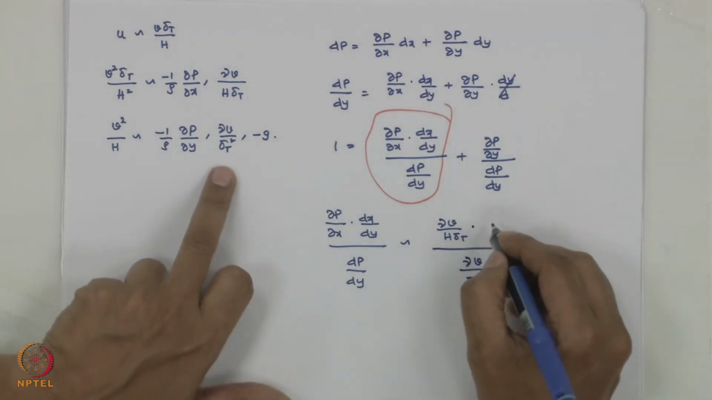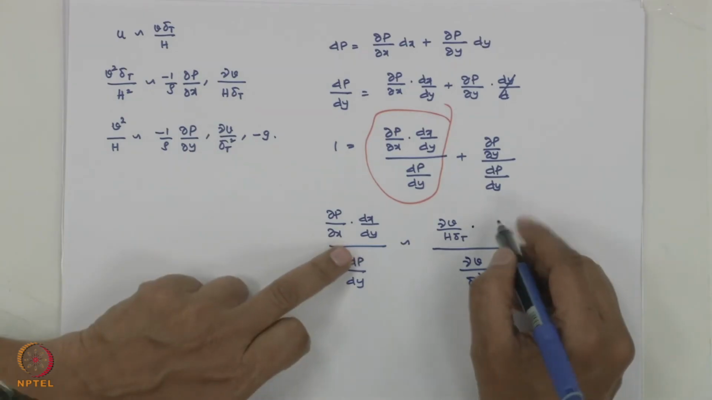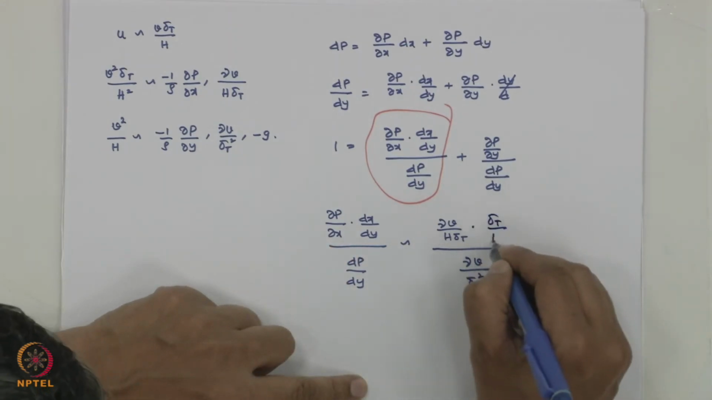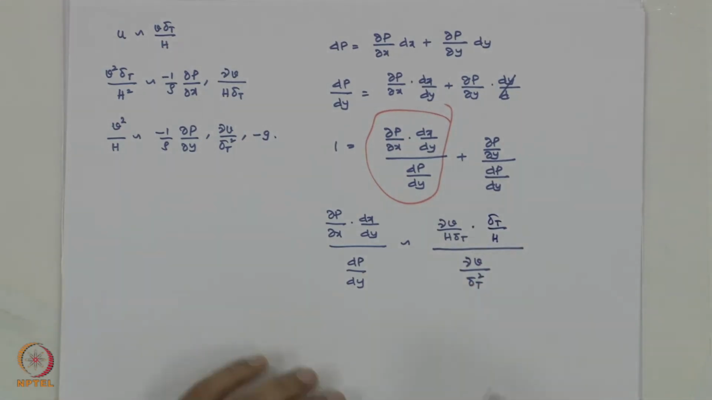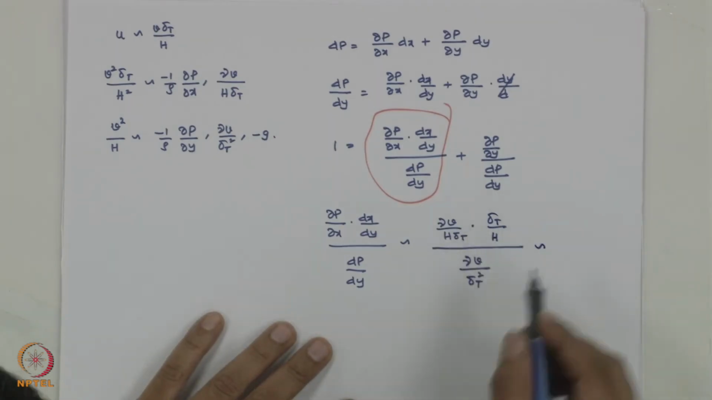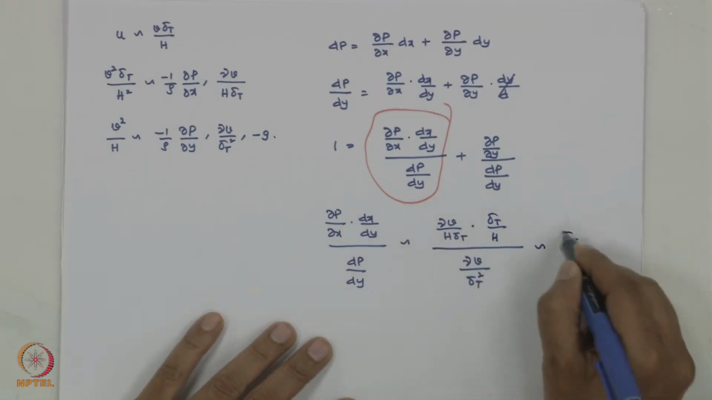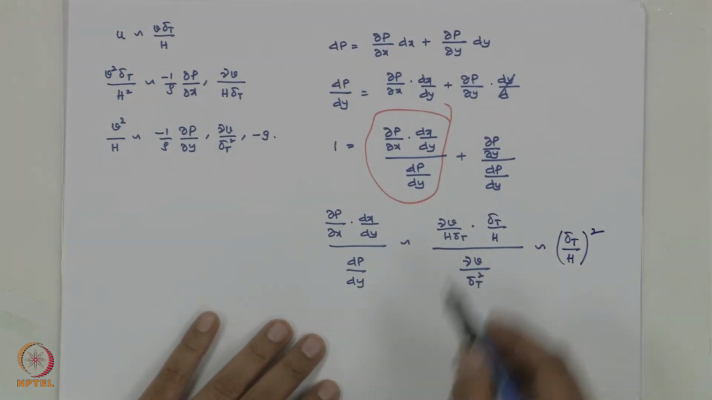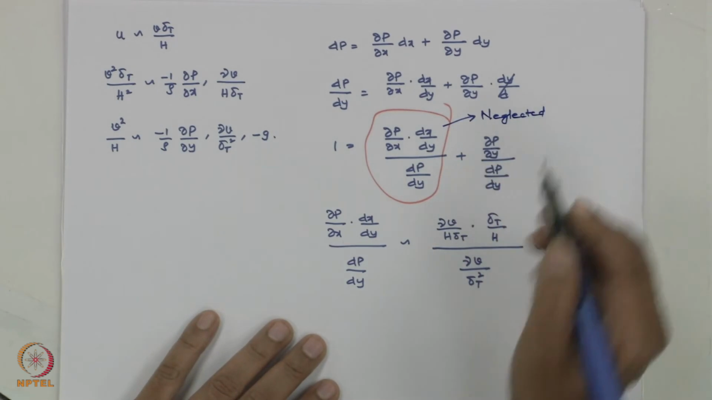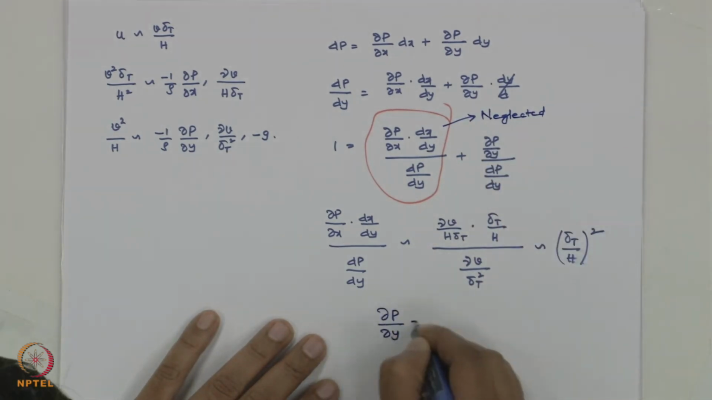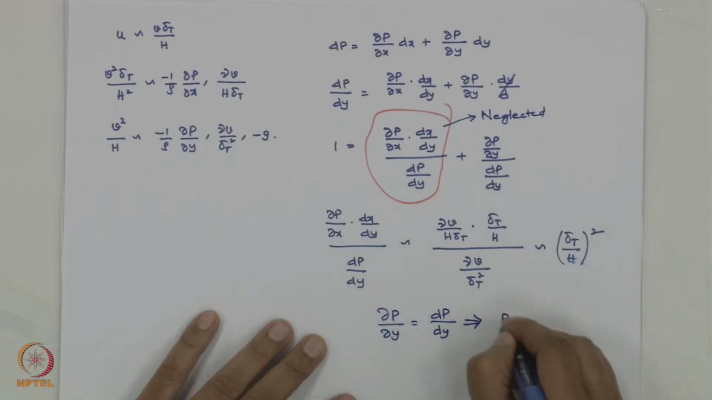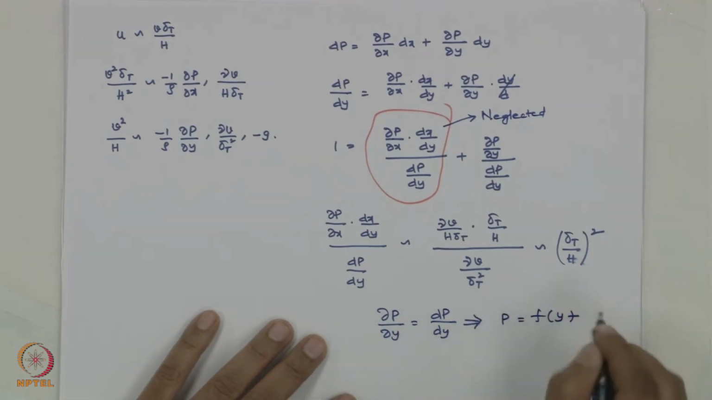So what is the scale of x? dx by dy. The scale of x is delta T and the scale of y is H. So what do you get? Nu gets cancelled out, V gets cancelled out, delta T gets cancelled out, delta T by H whole square. So that means this whole term can be neglected. So that means del P by del y equals dP by dy, which implies that pressure is a function of only y but not x.